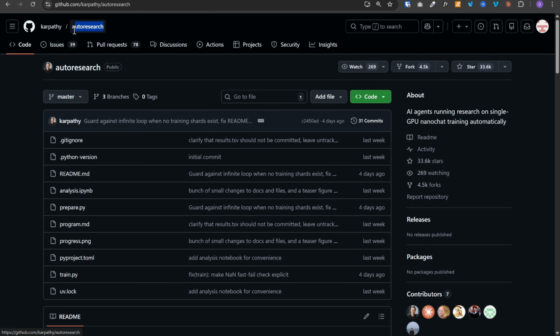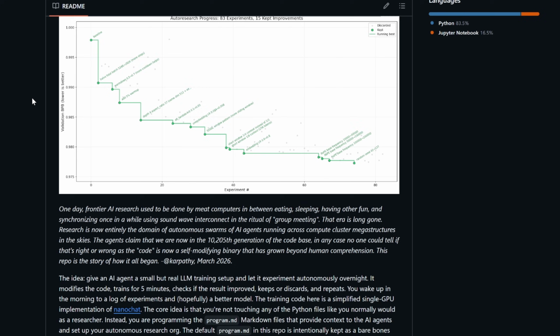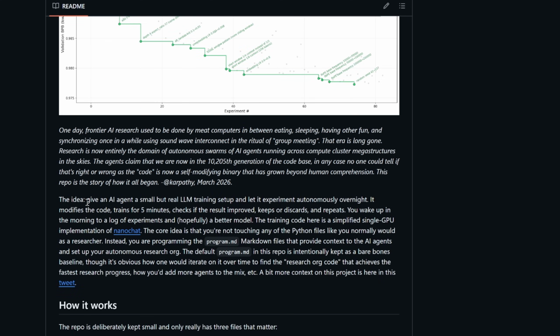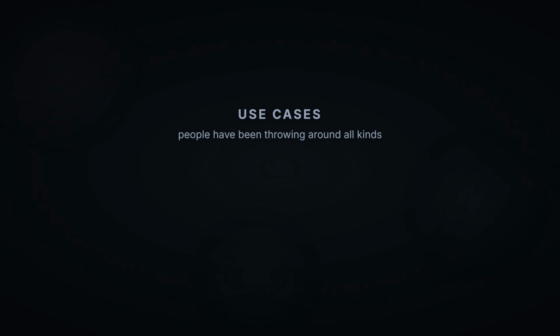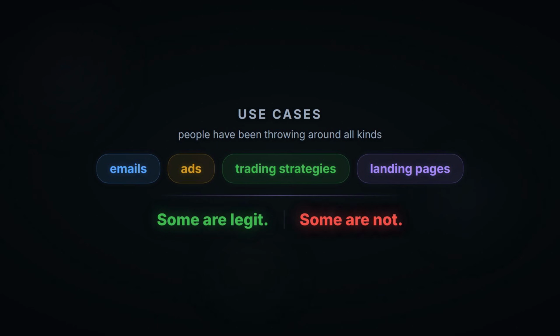That's the idea behind something called Autoresearch. It's an open source project by Andrej Karpathy, one of the most respected people in AI. He built it specifically for training AI models. But the underlying idea has a lot of potential beyond that. Since it launched, people have been throwing around all kinds of use cases. Optimize your emails, your ads, your trading strategies, your landing pages. Some of them are legit, some of them are not.